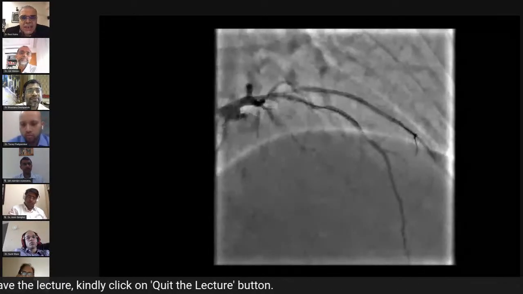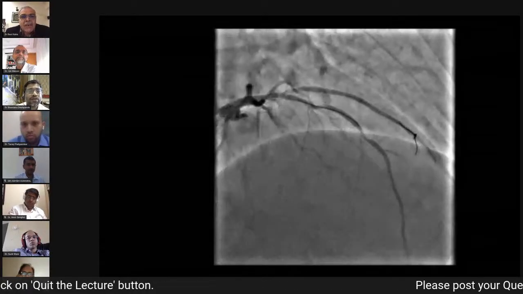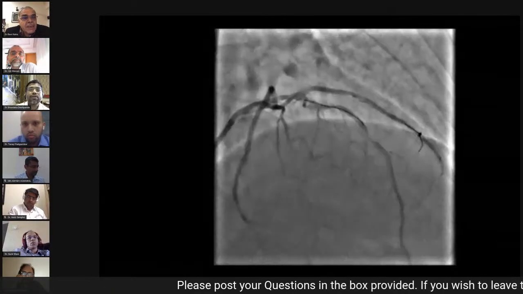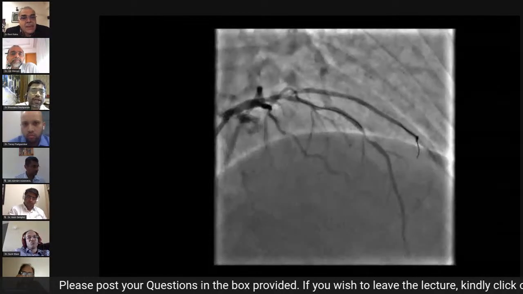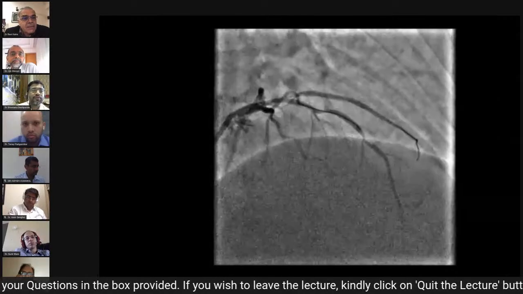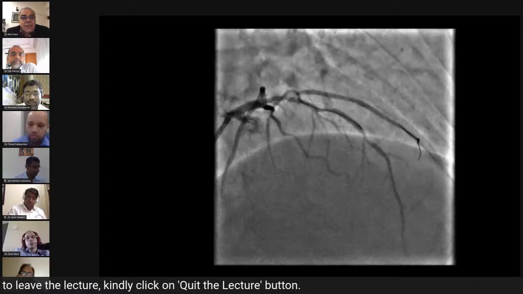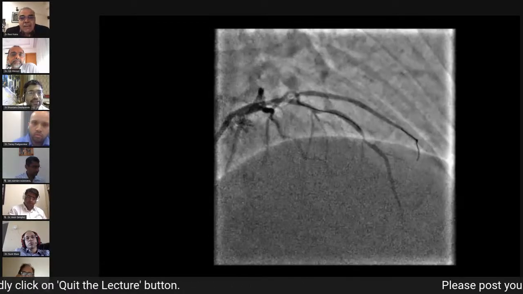I would do the LAD. I would probably leave the diagonal alone because that is just going to mess up the LAD. You'll do the LAD beyond the diagonal. Yeah, beyond the diagonal. From this view, at least what I can make out on the screen. So, Dr. Menon?